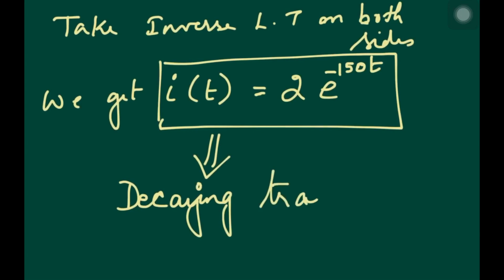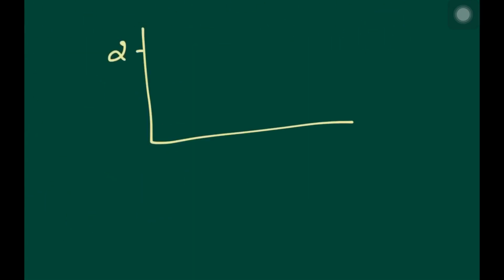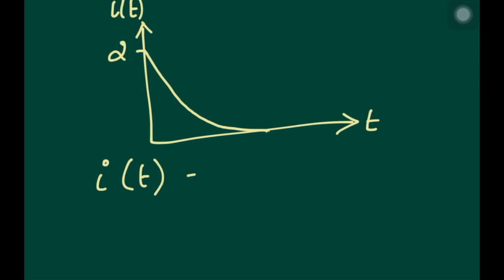Now let us see the graph of this current expression. How do we say this as a decaying transient? Let us draw the graph with the x-axis in time domain and y-axis as current. Now the expression starts with 2 into e power of minus 150 t. So 2 is fixed at the top. From there it starts decreasing. Let us see how it starts decreasing from the expression.